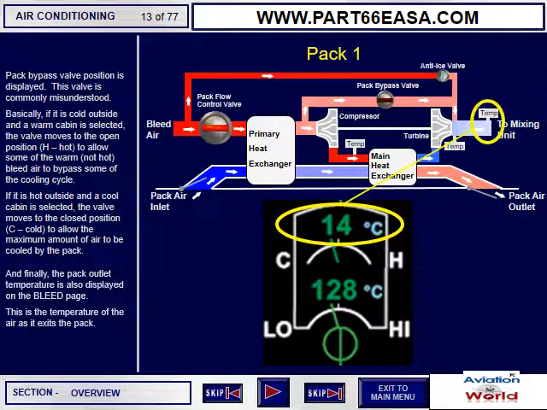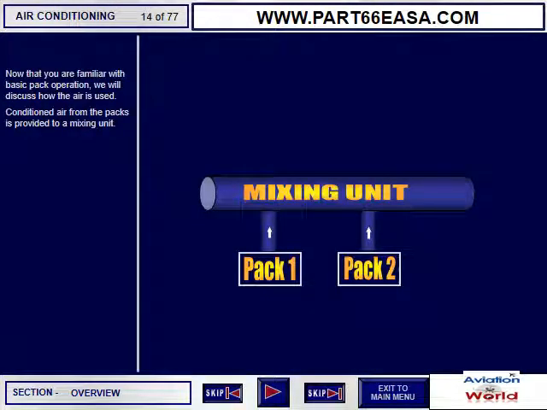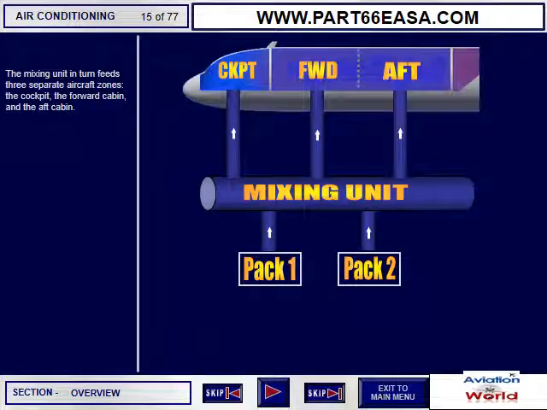And finally, the pack outlet temperature is also displayed on the bleed page. This is the temperature of the air as it exits the pack. Now that you are familiar with basic pack operation, we will discuss how the air is used. Conditioned air from the packs is provided to a mixing unit. The mixing unit in turn feeds three separate aircraft zones: the cockpit, the forward cabin, and the aft cabin.